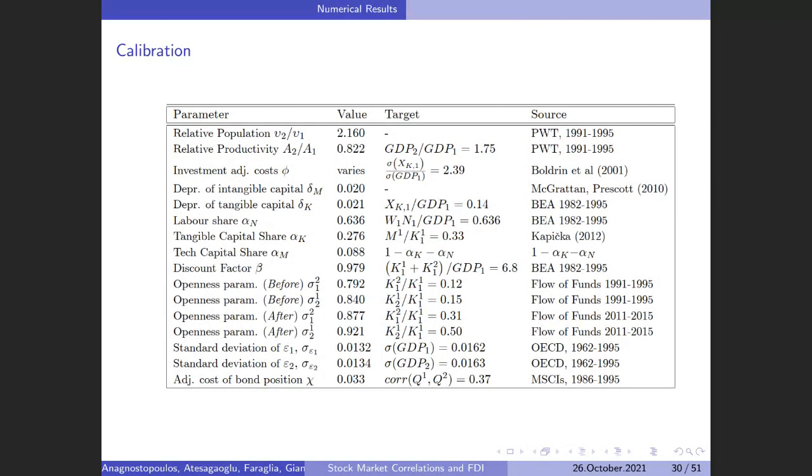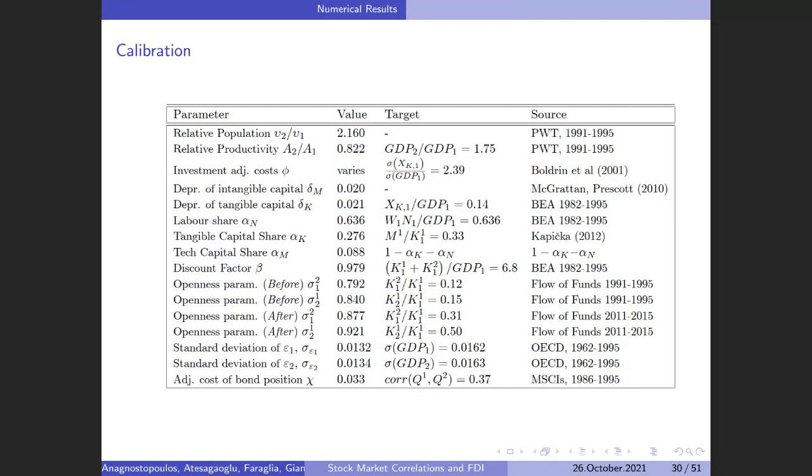The openness parameters, sigmas, are calibrated to match the FDI levels before 1994, before the change in the trend. Let me give you some information about that. Between 1991 and 1995, let's call the tangible capital stock that US corporations have in the United States K11, and the tangible capital stock that US corporations have in the rest of the world K12. This ratio was 0.15.